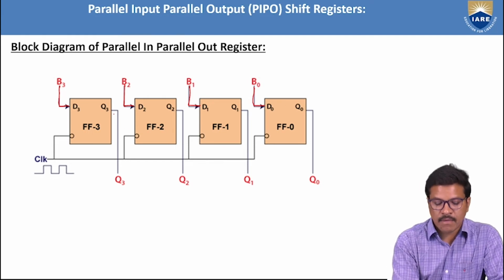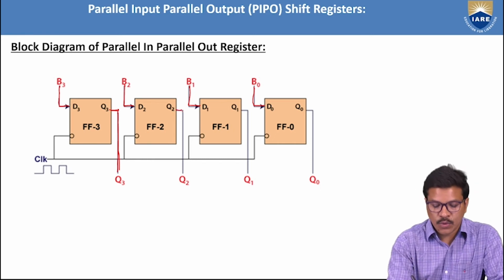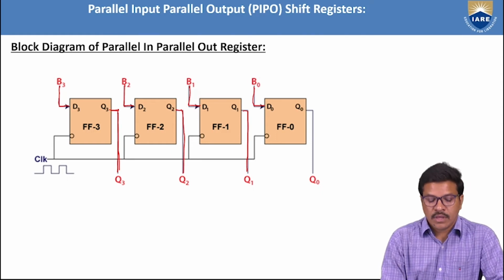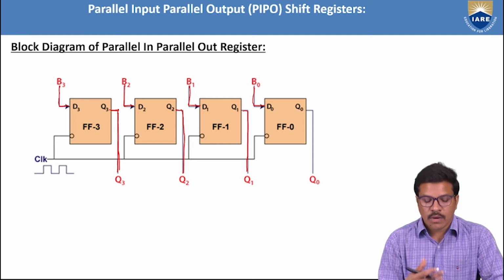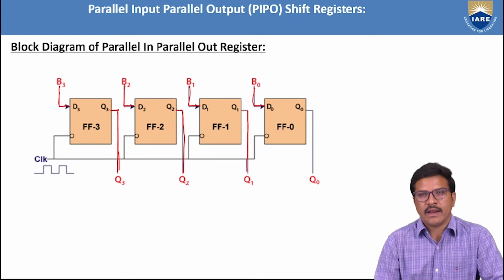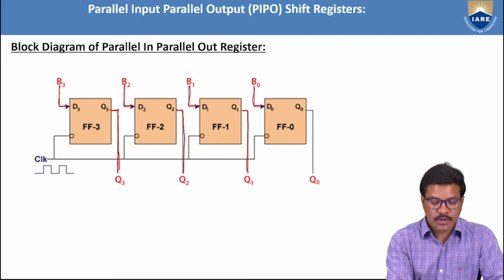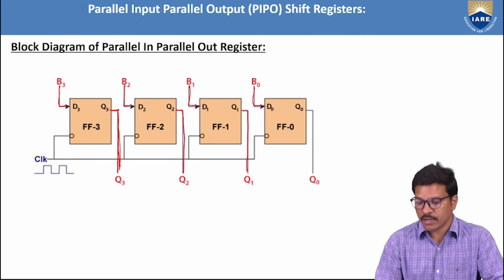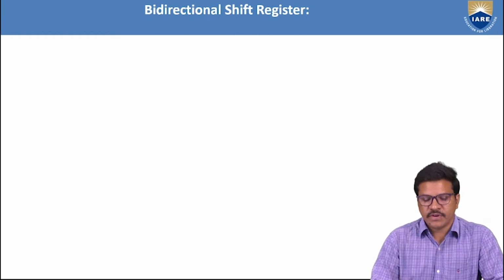And at the same time, we pick up the output Q3, Q2, Q1, Q0. If I did not pick up the output parallelly, we would not get the output parallelly. So when we provide the data inputs parallelly and collect the outputs Q3, Q2, Q1, Q0 parallelly, we can collect the data at the same time by applying the clock. Then we move to the bidirectional shift register.